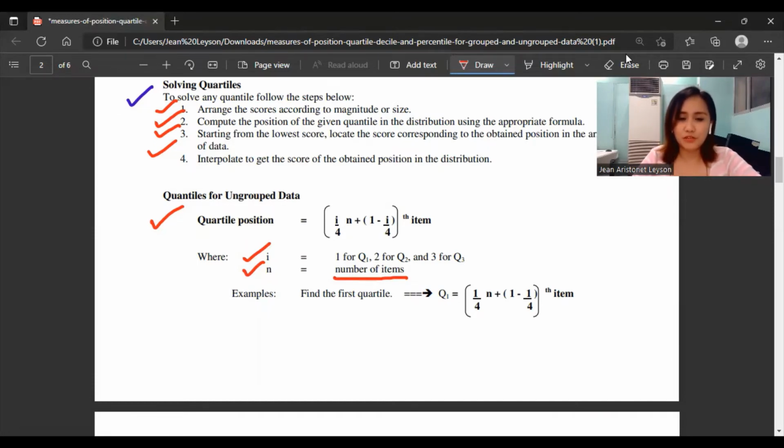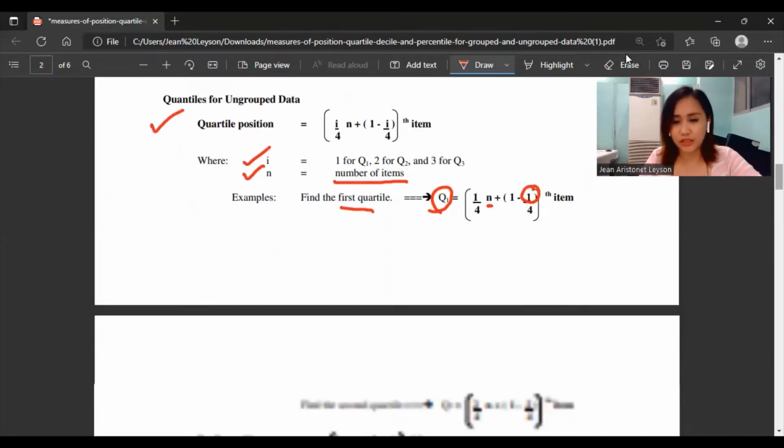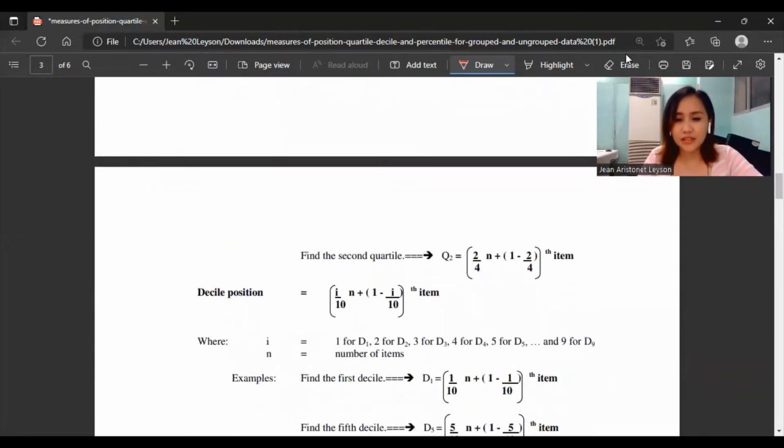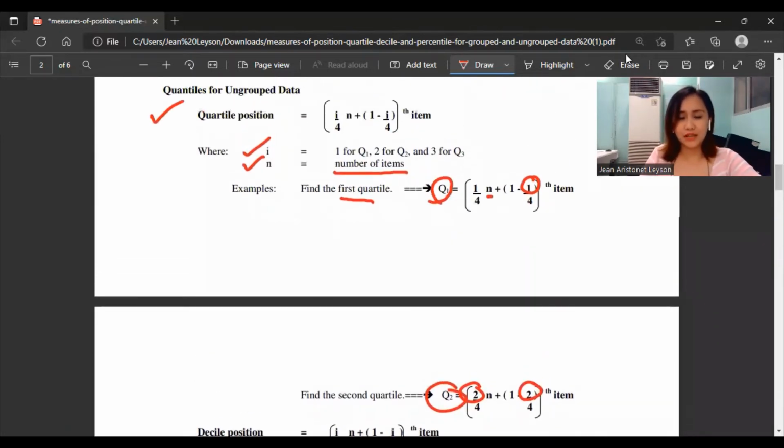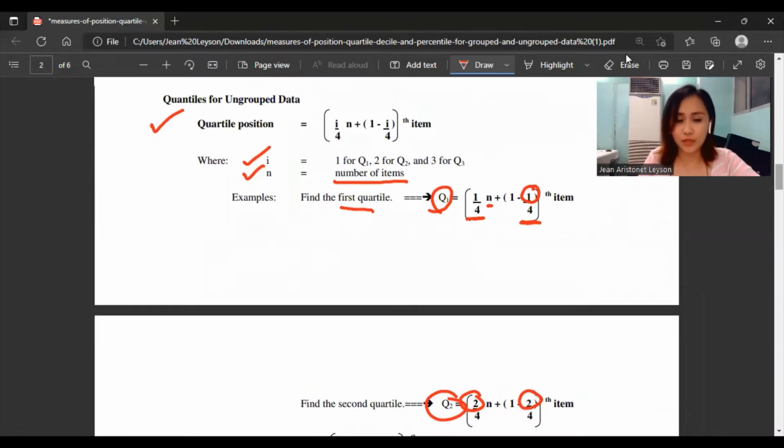So for example, if we are solving for the first quartile, Q sub 1, simply substitute I with 1. So that's 1 over 4. N is unknown because we don't know how many data there are. Here also substitute I with 1. That's for the first quartile. Same with the second quartile, simply substitute I with 2. Okay? For the quartile, take note, the denominator here is 4. That's the indication that we are solving for the quartile.